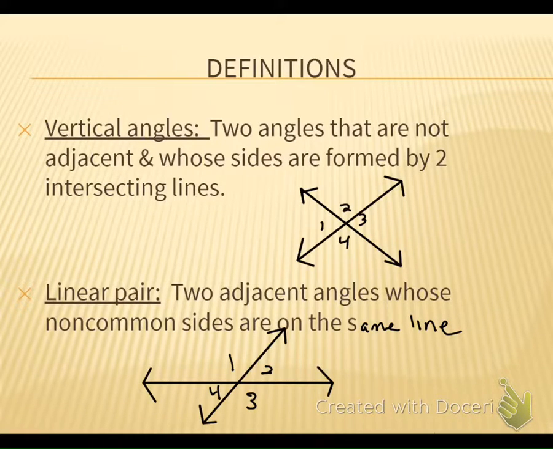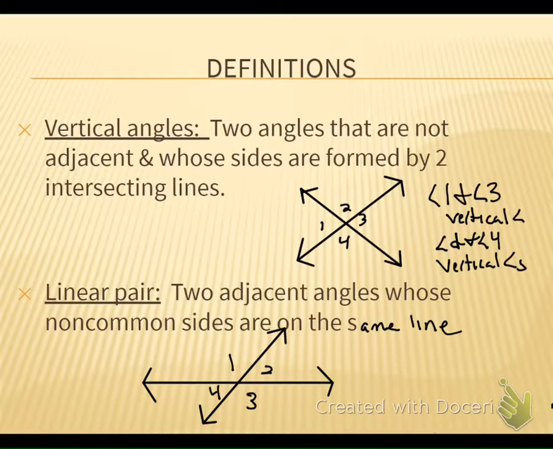So our first ones, we're talking about vertical angles. Vertical angles are 2 angles that are not adjacent who are formed by lines that are intersecting. The non-adjacent angles in this case, we see that 1 and 3 are vertical angles. They're directly across from each other. So I can say angle 1 and angle 3 are vertical angles. What other ones would be vertical angles? Yep, 2 and 4 are also vertical angles.